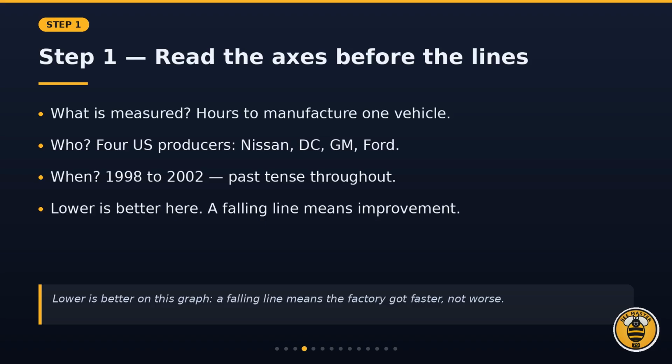Step 1. Read the axis before you read the lines. Ask 4 questions. What is measured? Hours to manufacture one vehicle. Who is measured? 4 US producers. When? 1998 to 2002, so everything is in the past tense. And crucially, which direction is good? Here a falling line means the factory got faster. Candidates who miss that end up describing improvement as decline.